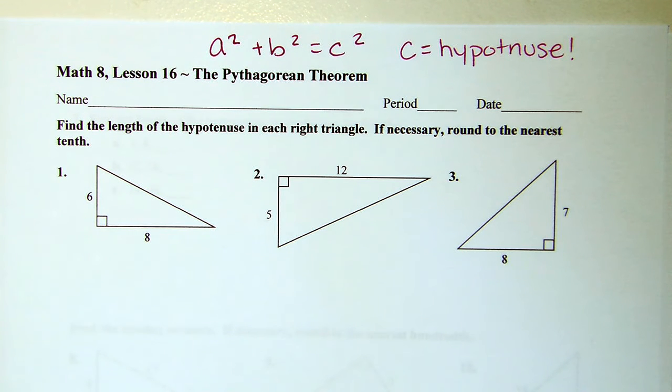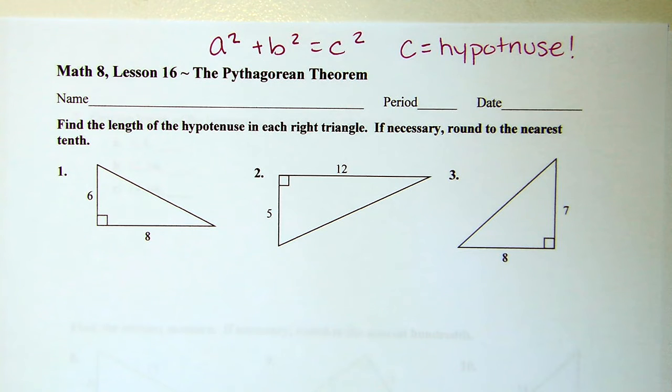So, starting off for numbers 1 through 6, it asks us to identify the length of the hypotenuse of each triangle.